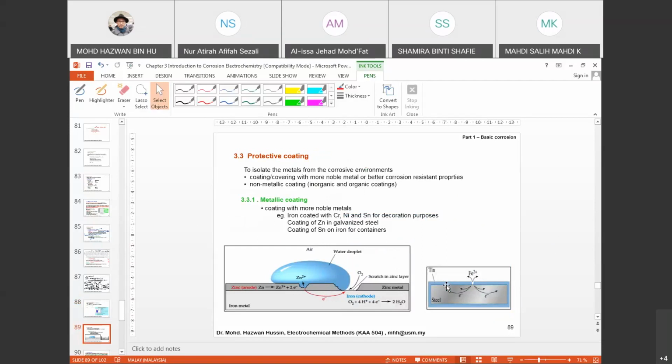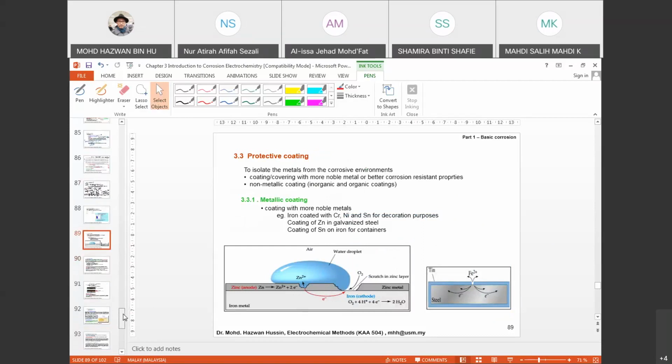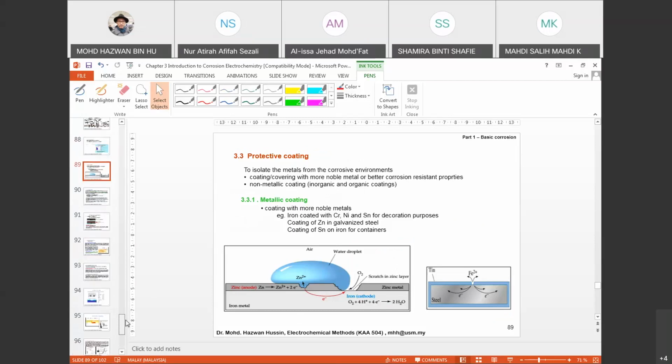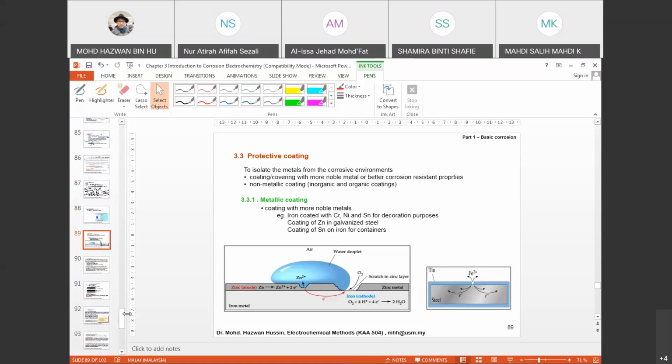Okay, I believe for protective coating, we can continue next week. We still have a few methods for corrosion protection, but I believe within Tuesday next week we can finish, and even next Tuesday we can start with a new chapter, kinetics of corrosion electrochemistry. So any questions so far? Anything that you want to ask?